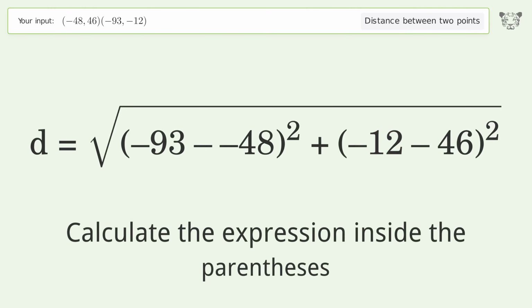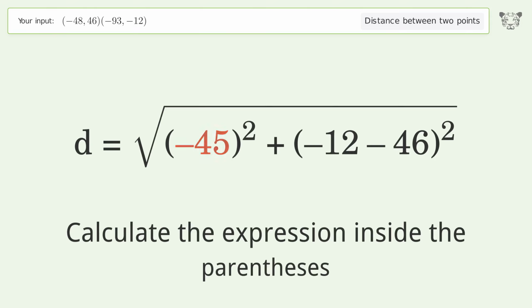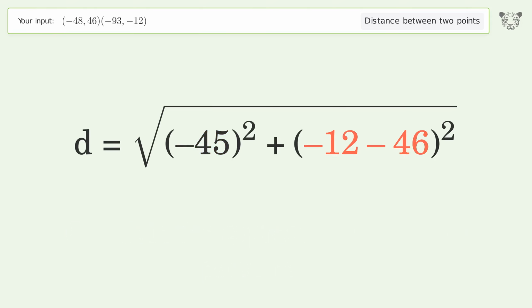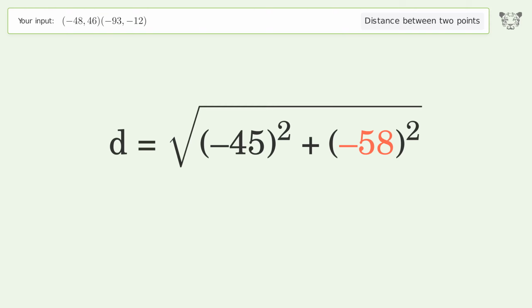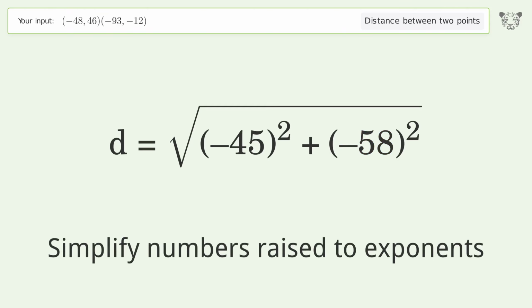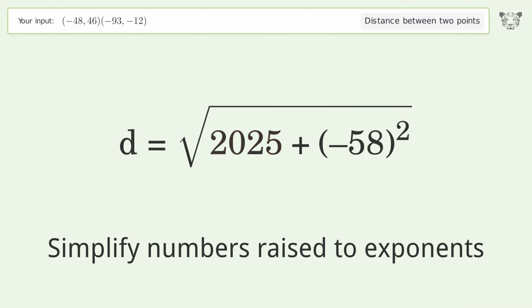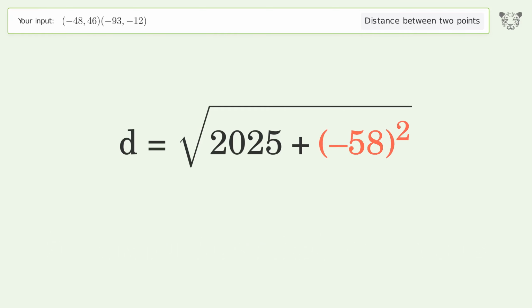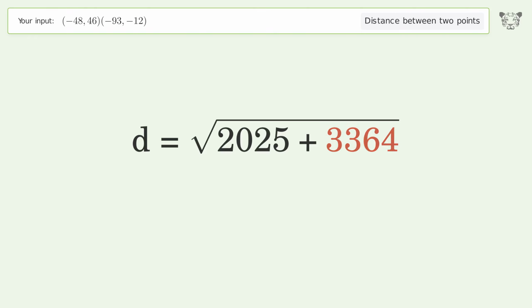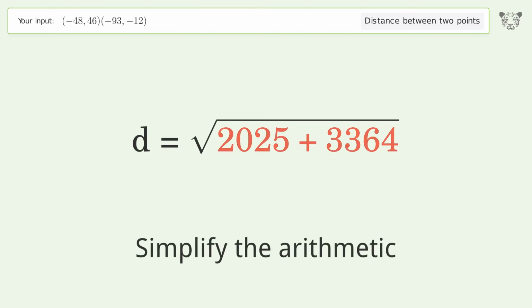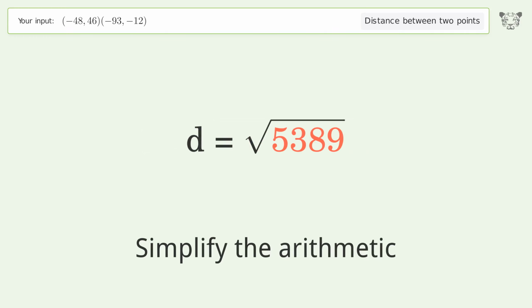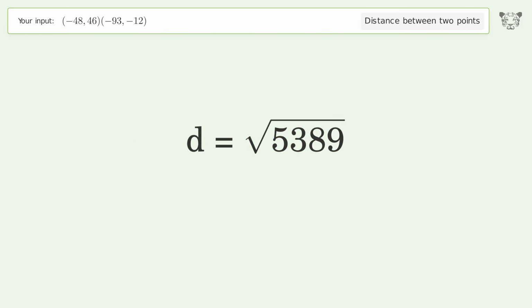Calculate the expression inside the parentheses. Simplify numbers raised to exponents. Simplify the arithmetic. And so the distance between the 2 points is the square root of 5,389, or 73.41.